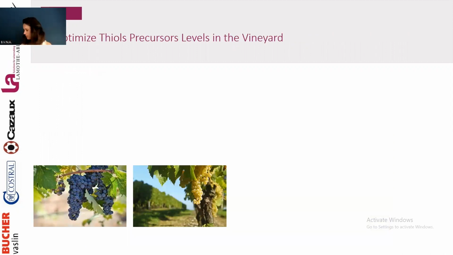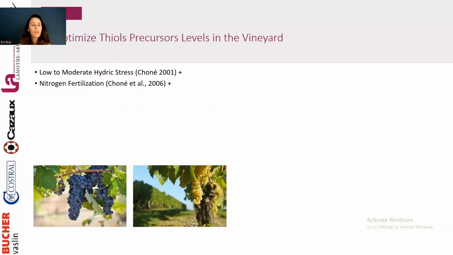So before I go through the winemaking process, I wanted to talk very quickly about the vineyard, because that's where everything starts, all the time. When we talk about varietal aromas, of course, it starts with the variety, the terroir, but also the vineyard practices. And there are some very good studies on thiolic compounds and vineyard practices. The first one that I want to tell you is that a low to moderate hydric stress will help having more concentration of thiolic precursors in the berries.